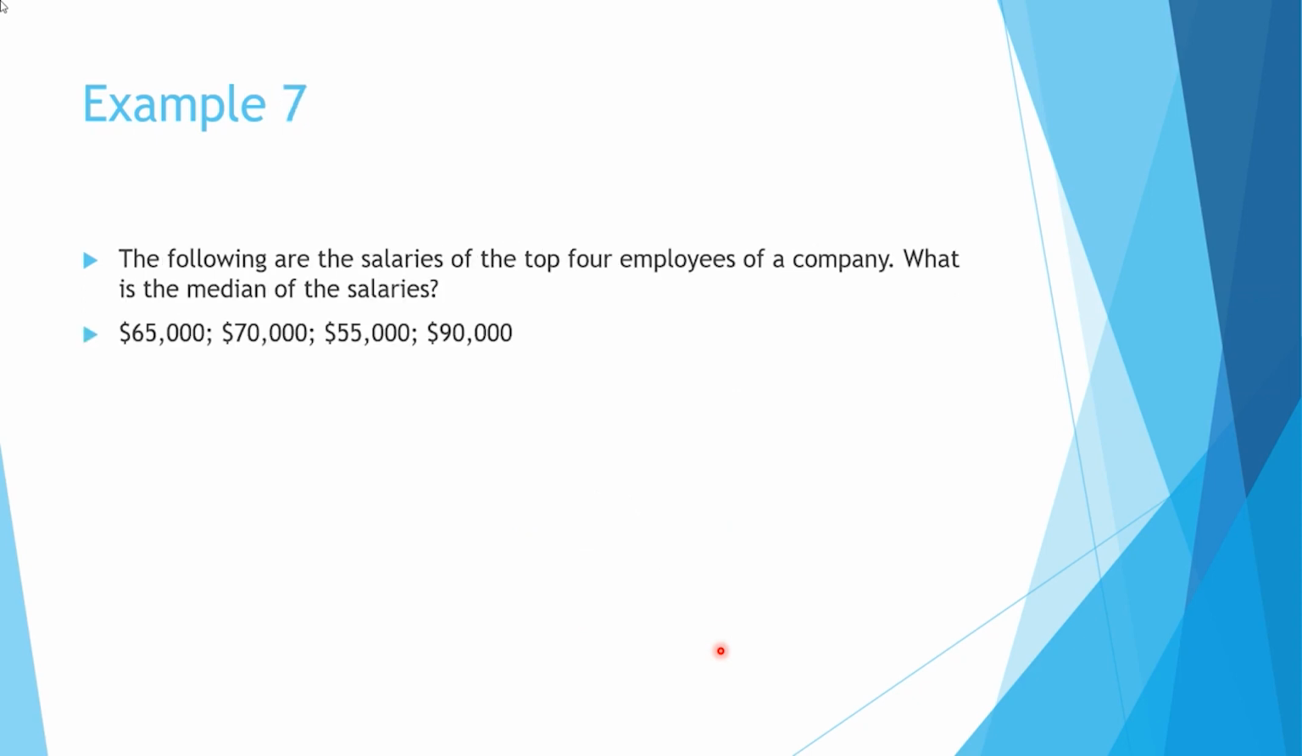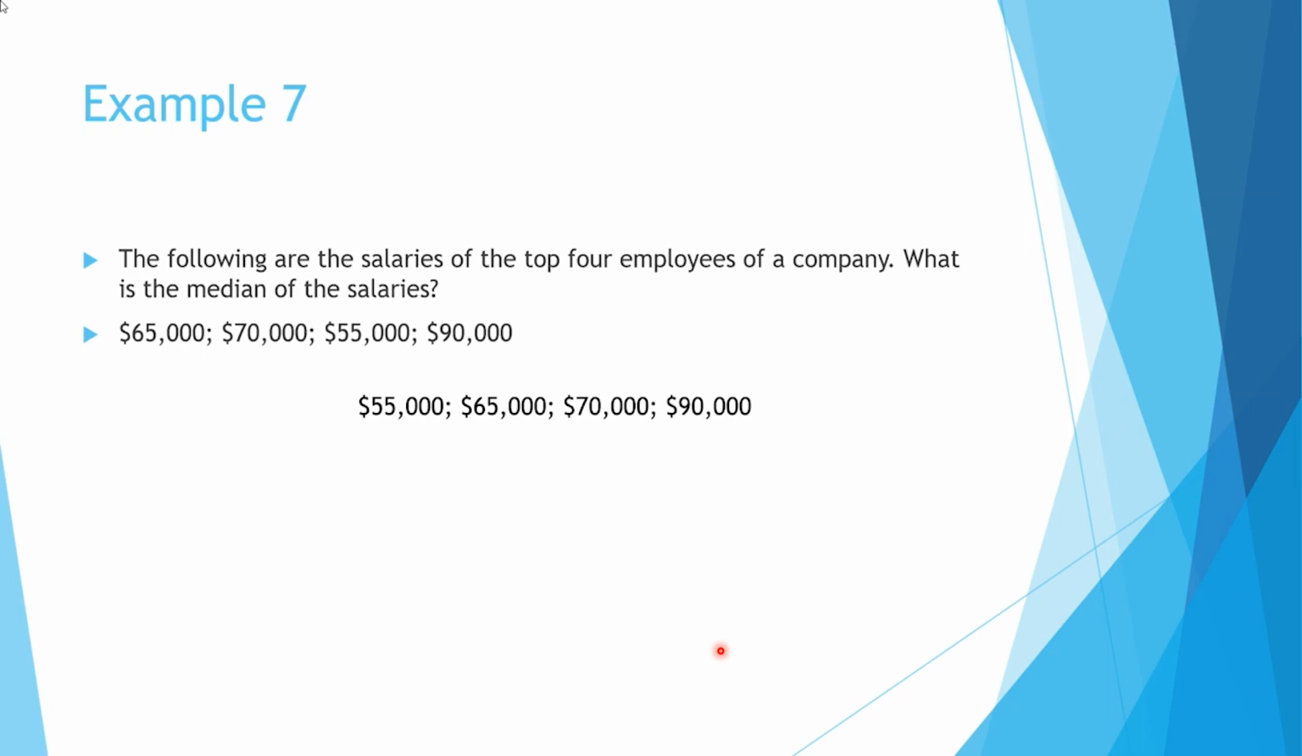All right, what about the median? So it says, the following are the salaries of the top 4 employees of a company. What is the median of the salaries? So you have 65,000, 70,000, 55,000, and 90,000. Notice it's 4. Now, to do this, what you want to do is you want to put it in order first from least to greatest.